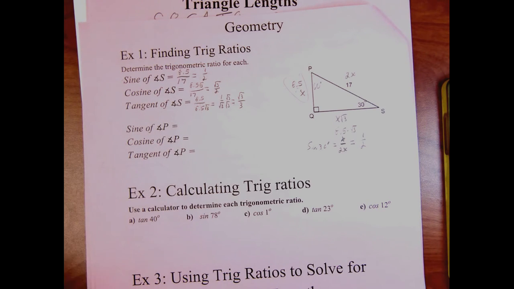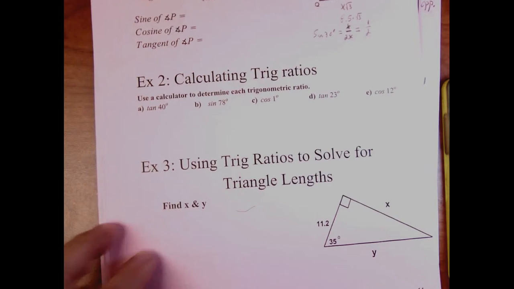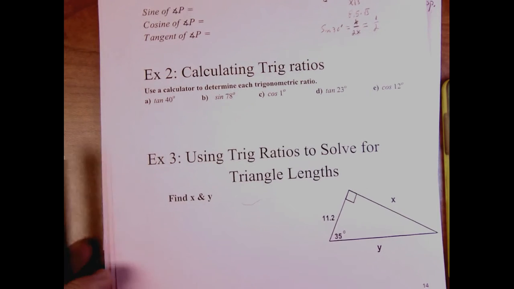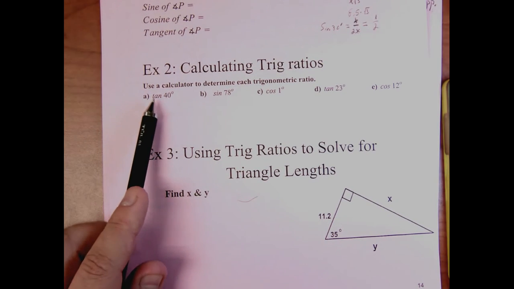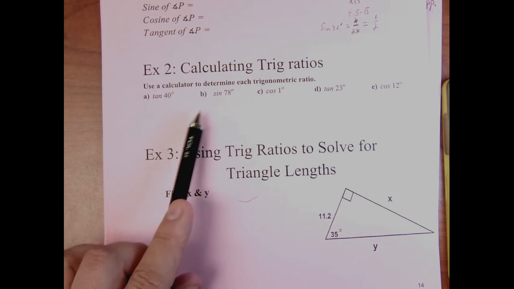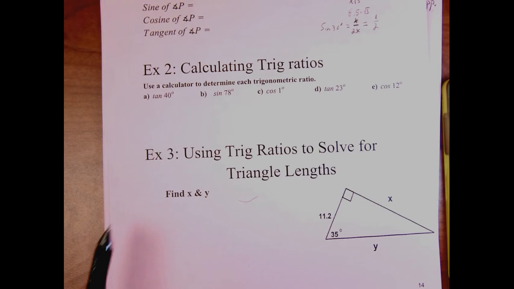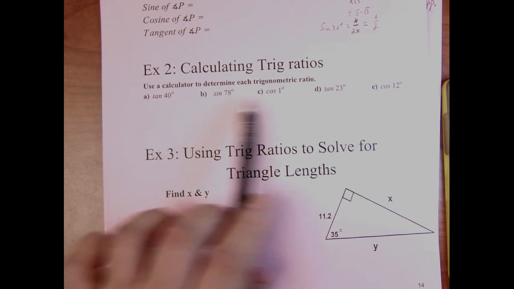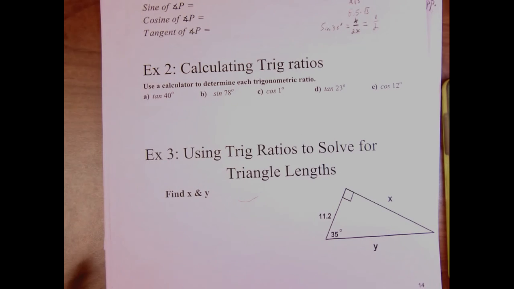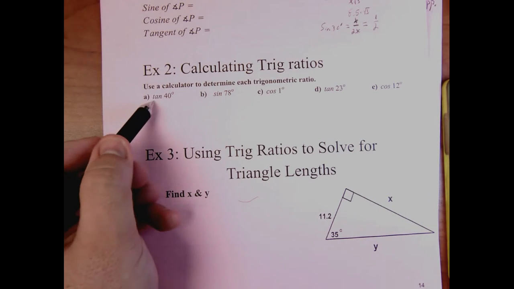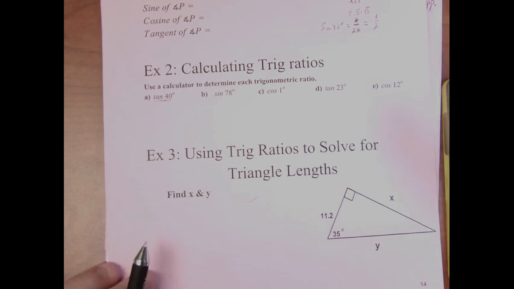Okay, so moving on, the next thing that I ask you to do is to calculate these trig ratios. To do so, you just type into your calculator tangent of 40, sine of 78, and so on, and generate your decimal approximations. This is just for you to become comfortable with the fact that these really are just ratios, guys. This is a placeholder for a ratio for us.